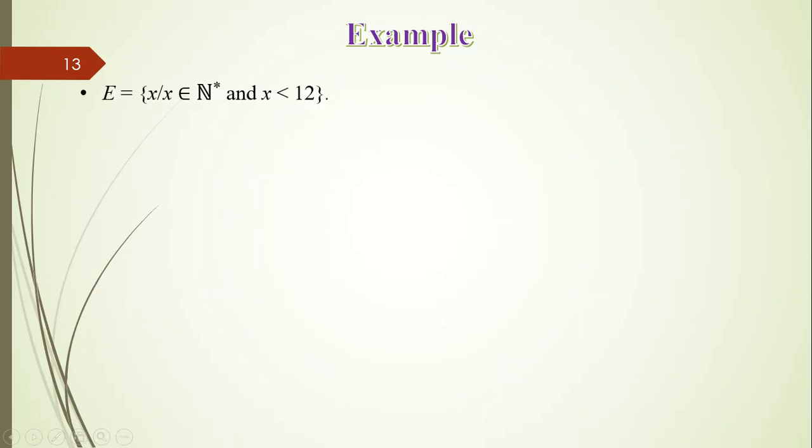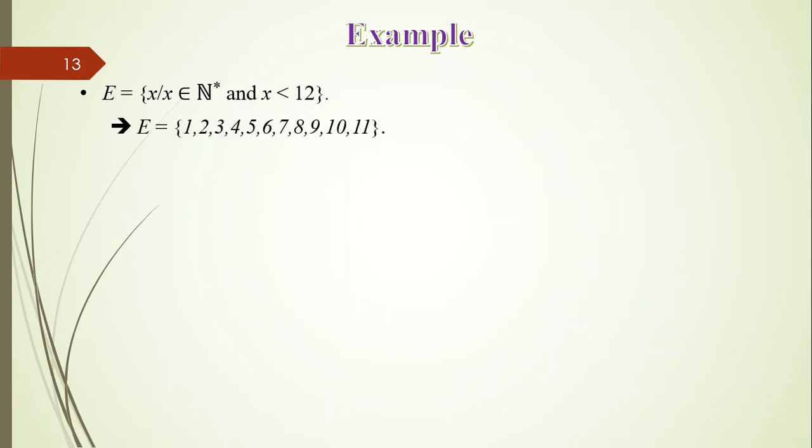Example, E equals x, knowing that x belongs to N star and x is less than 12. Here we have two conditions: the elements of E belong to the non-zero natural numbers and the elements should be less than 12. Because we have less than, 12 is not included in the elements. If we had less than or equal, it means that 12 is included in the elements, okay?